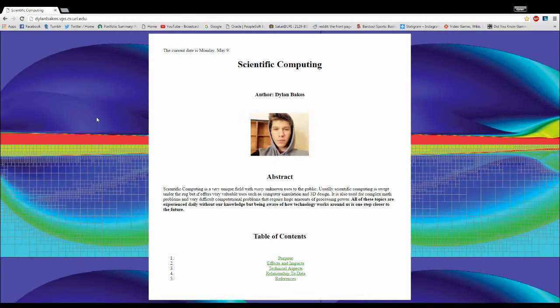And this is done using JavaScript code. Along with that is the title, the author, and a little logo that I created using Pixlr while in class and out of class. It goes down to the abstract, which briefly describes scientific computing, and then again the table of contents, which leads to all 5 pages: the purpose page, the effects and impacts, technical aspects, relationships to data, and then finally references.